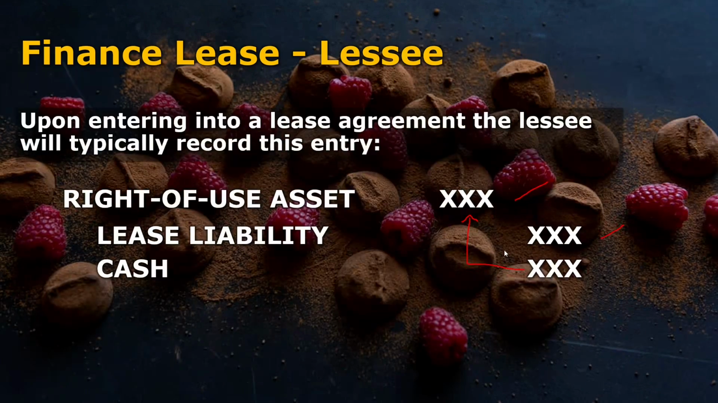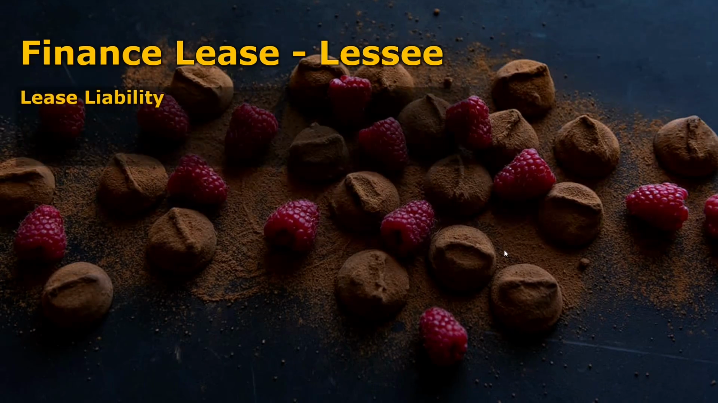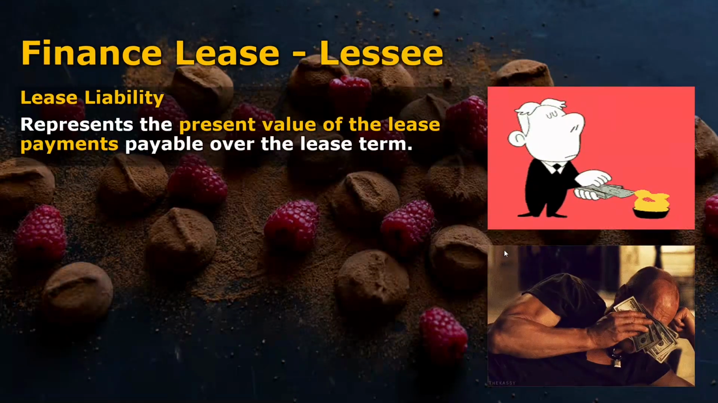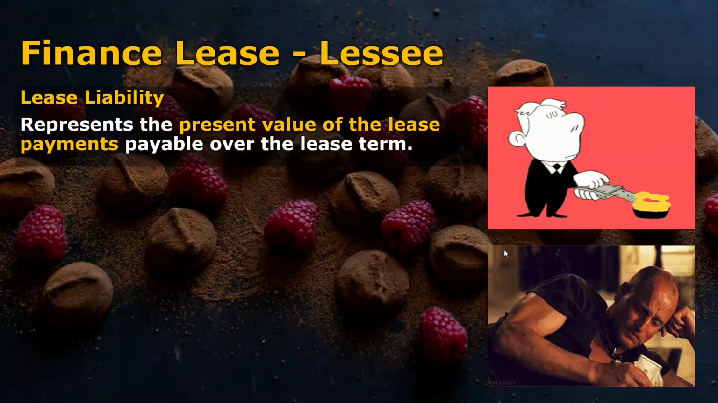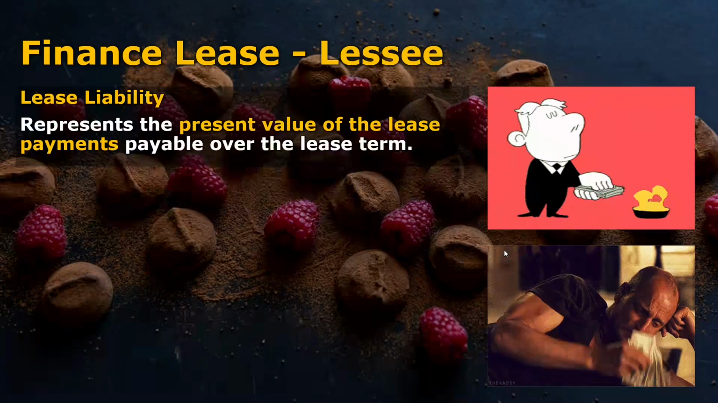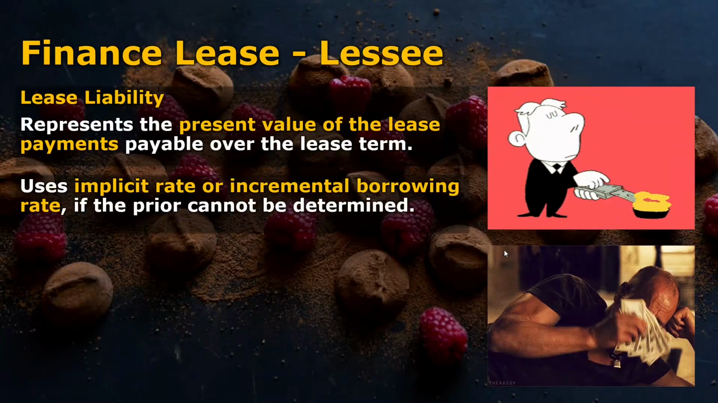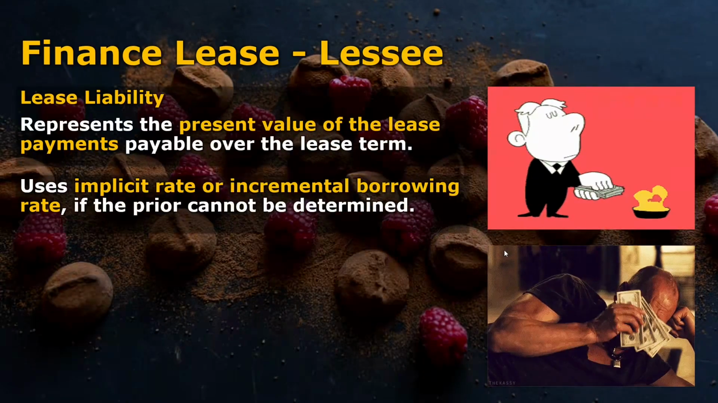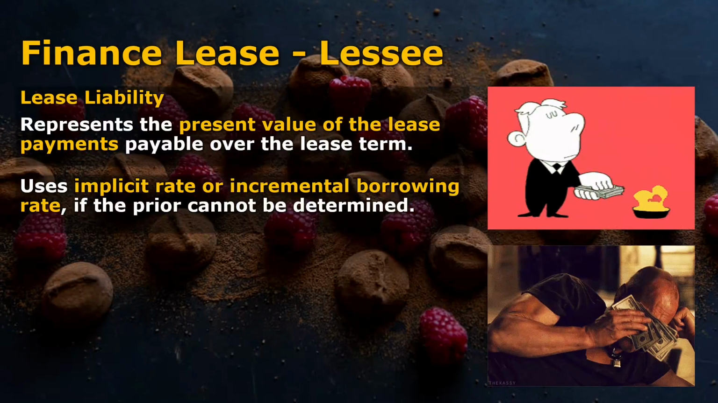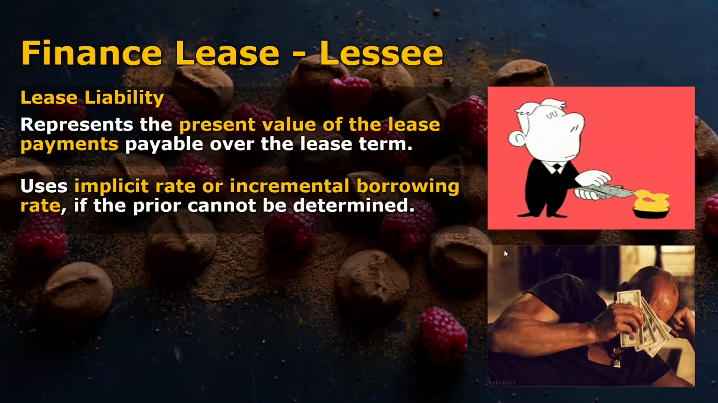Let's start first with our lease liability. I mentioned this earlier: it represents the present value of lease payments over the lease term. So everything you will pay in the future, for example, 1 million total, that 1 million needs to be present valued. Then, what rate is going to be used to express the payments in present value? You use the implicit rate, or the incremental borrowing rate if the prior cannot be determined. So, the priority is the implicit rate. But if the implicit rate cannot be identified, you can also use the incremental borrowing rate of the lessee.